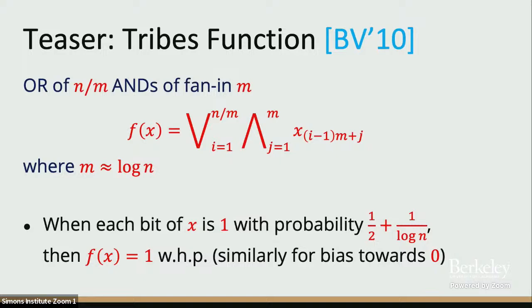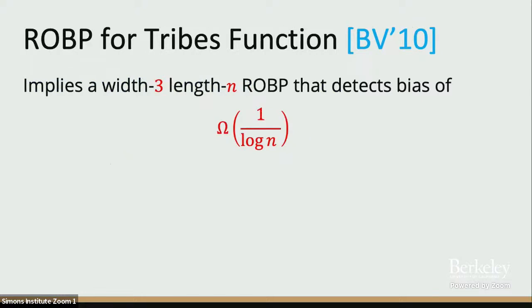So you can think of this as: if my inputs were biased by 1 by log n, it's amplifying the bias to a constant probability. So it's like a gadget that amplifies biases of the input. This is also a function that can detect coins that have bias 1 by log n, which means it can distinguish whether the coin was biased towards 1 or 0. Okay, so why is this nice? Because the tribes function gives you a width 3, length n, read-once branching program that detects a bias of 1 by log n.